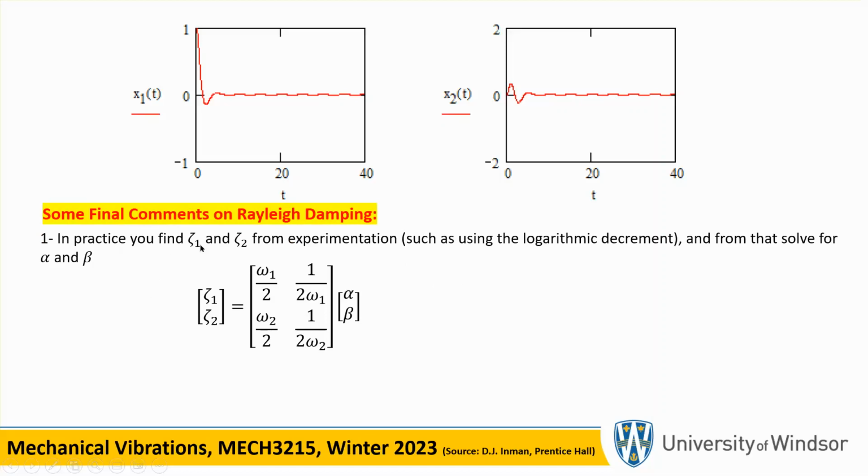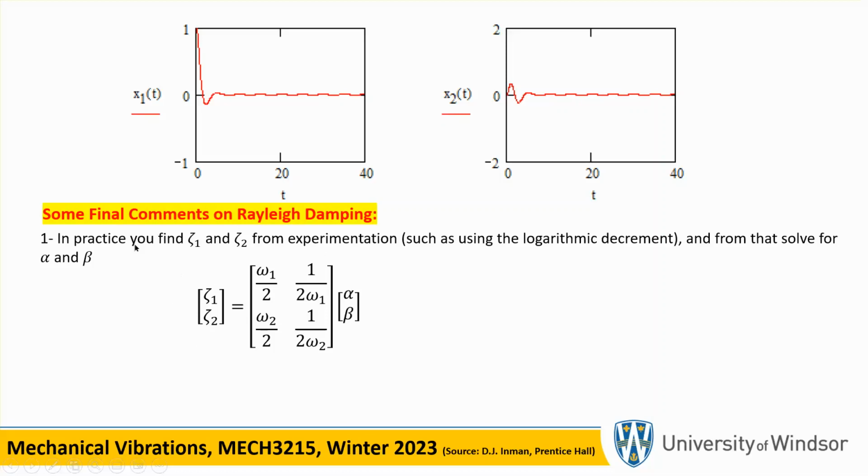Okay? So there are some final comments about Rayleigh damping. In practice, you find zeta 1 and zeta 2 from experimentation. Notice that in this example I gave you alpha and beta, and I asked you to find zeta 1 and zeta 2. So in practice, you get zeta 1 and zeta 2 for two important mode shapes from experimentation. Once you do that, you plug it in that equation and you find alpha and beta. So we did things in reverse order. I gave you alpha and beta, and I asked you to find zeta 1 and zeta 2.